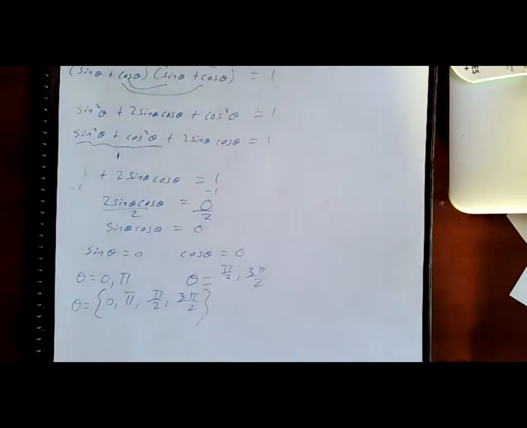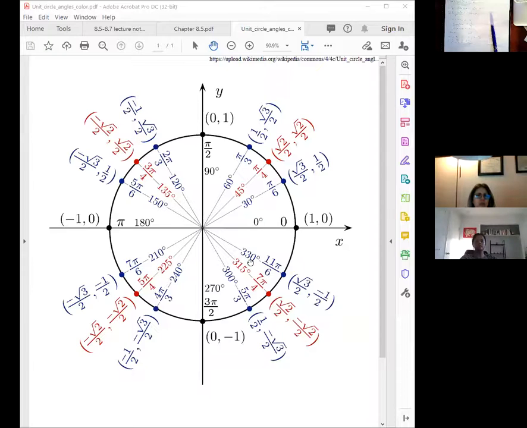But how do you know that? Let me show you. So we gotta look at our circle. Sine is 0 at 0 because the y is 0. The y is also 0 at pi. So that's where the first two came from. And then they said, when is cosine equal to 0? In other words, when is the x value 0? Well, that happens at these two spots. So pi over 2, 3 pi over 2.